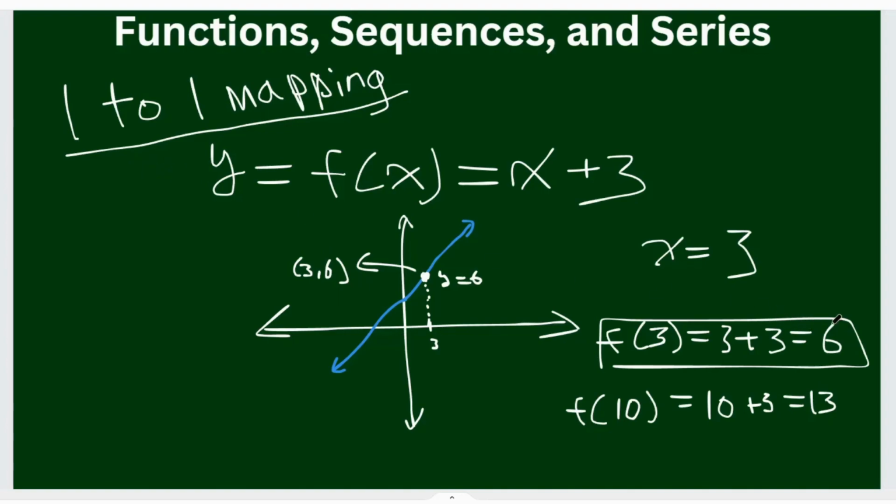And by the way, this is a function because notice for f(3), you only get 6. That is your only output, 6. You don't get 6 and 7 at the same time, right? Let's take a look at another example.